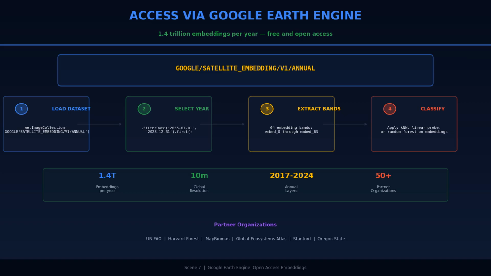The dataset provides 1.4 trillion embeddings per year at 10-meter global resolution, with annual layers from 2017 through 2024. Over 50 partner organizations are already using it, including the United Nations FAO, Harvard Forest, MapBiomas, the Global Ecosystems Atlas, Stanford, and Oregon State University.